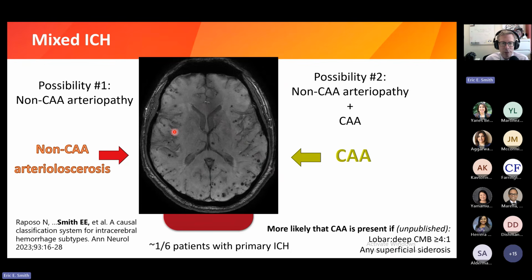So it's likely that a person like this has CAA, maybe not exclusively CAA, but it's unlikely that they have severe arteriolosclerosis and no CAA based on the ratio of lobar to deep bleeds. That work is under review and might eventually be included in the criteria, but it shows that you still need to use some clinical judgment when looking at these cases to infer the presence of CAA or not.